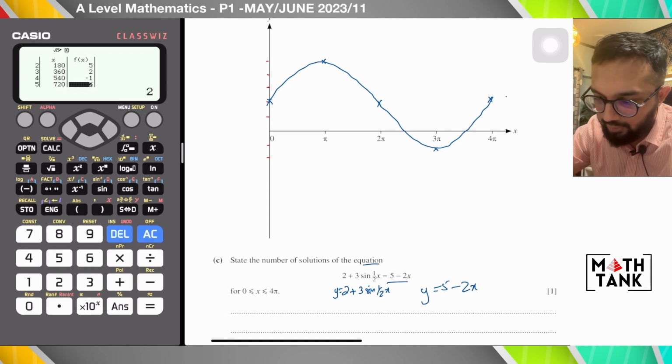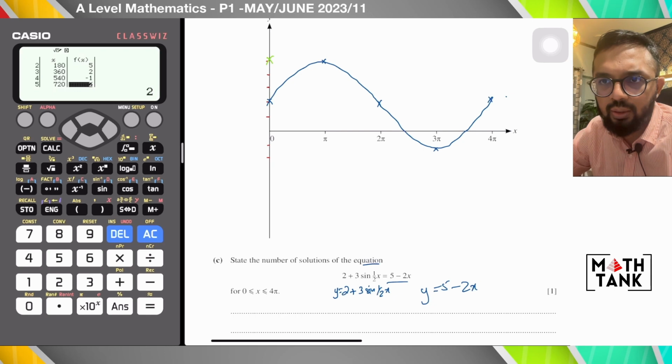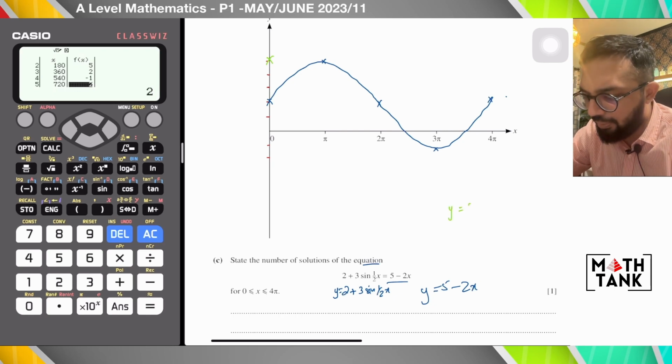Okay, I'm going to use my pencil and then erase it later on the exam, because the question doesn't say that I have to draw this on the curve. If I draw this here and I try to draw this line, now it's difficult to draw this line, because my axis is not standard 1, 2, 3, 4, 5. It's going up to 4 pi.